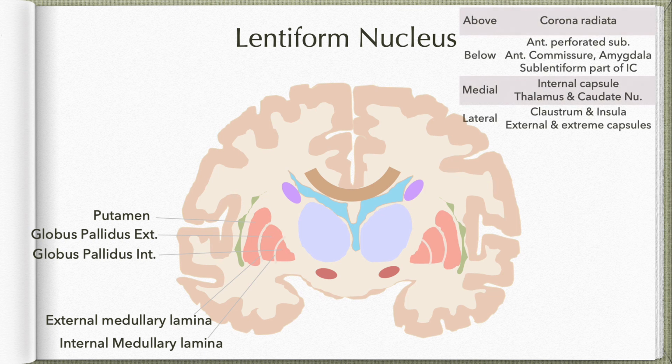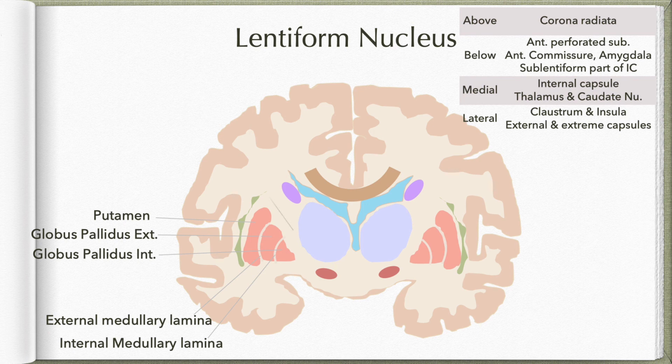Now coming to the relations of lentiform nucleus. Above it is related to the fibers of corona radiata. Below, this lentiform nucleus is related to a variety of structures from front to back. Anterior most part is related to anterior perforated substance below that. Further backwards, it is related to the transversely running fibers of anterior commissure. Now that is what is going to separate the globus pallidus above from the ventral pallidum below. Further behind that, it is related to amygdala, and posterior most part of the lentiform nucleus is related to sublentiform part of the internal capsule on its undersurface.